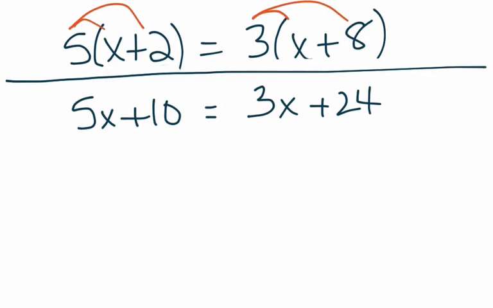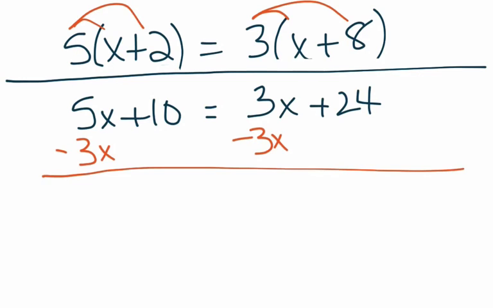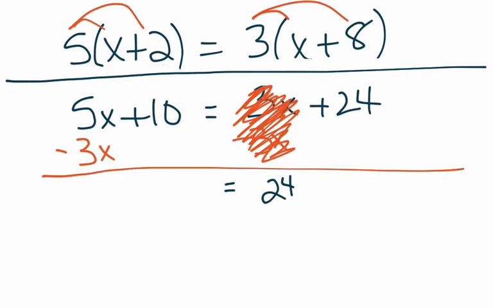And again, we're going to move the smaller x, and 3x is smaller than 5x, so we're going to subtract 3x from both sides. These 3x's go away, and then we're left with 24 on this side, and 2x plus 10 on this side.